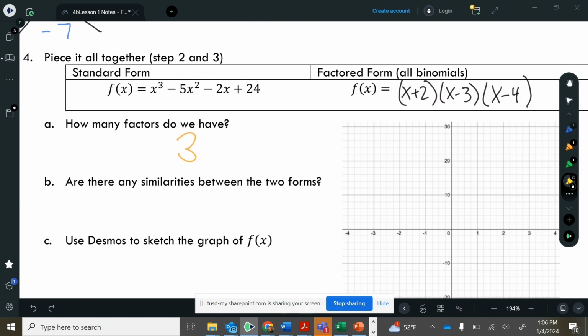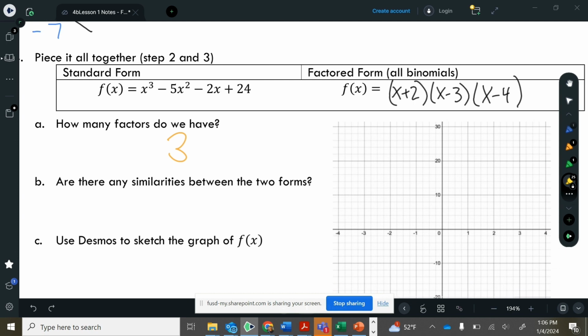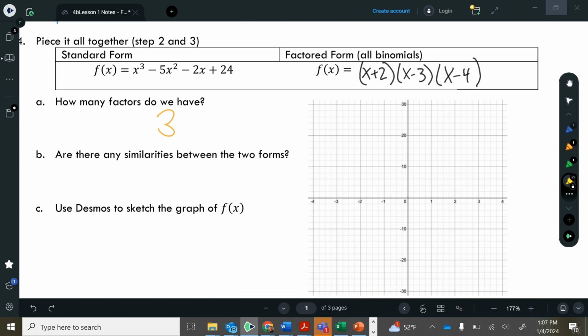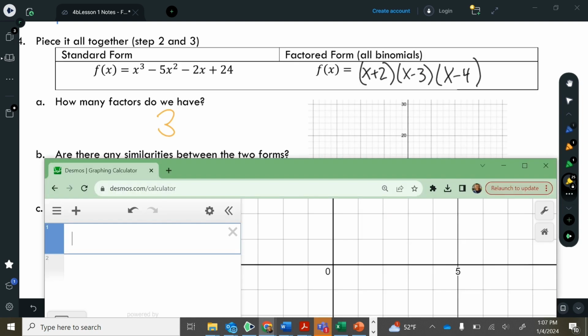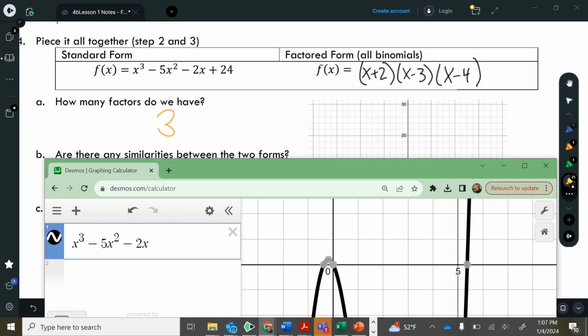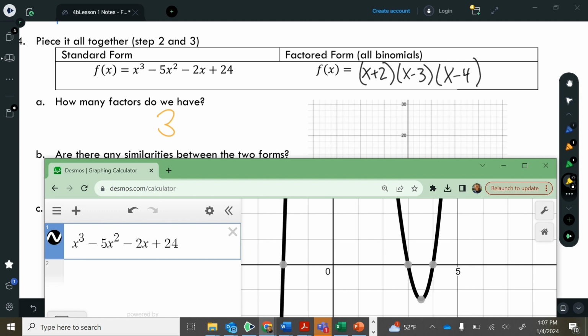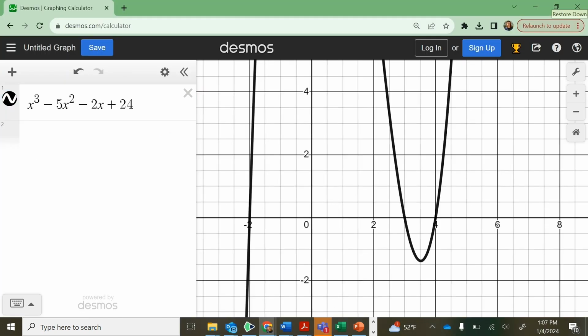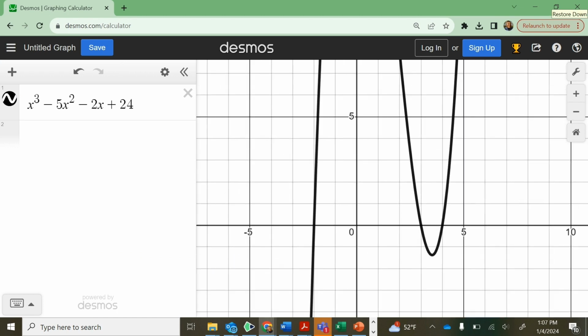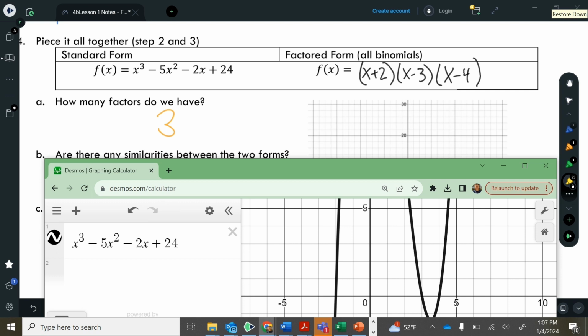Okay, and then part C here, use Desmos to sketch the graph of f of x. All right, let's take a look at Desmos. And we'll type in our original function x cubed minus 5x squared minus 2x plus 24. There's the graph. Okay, there it is. We go ahead and sketch that. But let's also do this, since we've got Desmos open and we also have the same function in factored form. This is a way that we can actually check our work using Desmos.